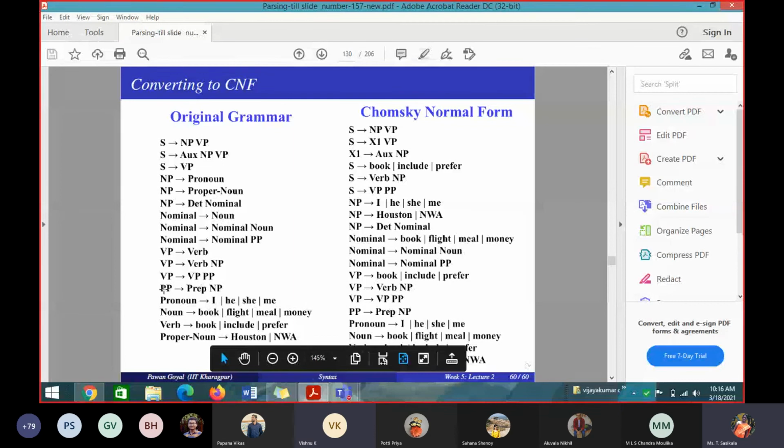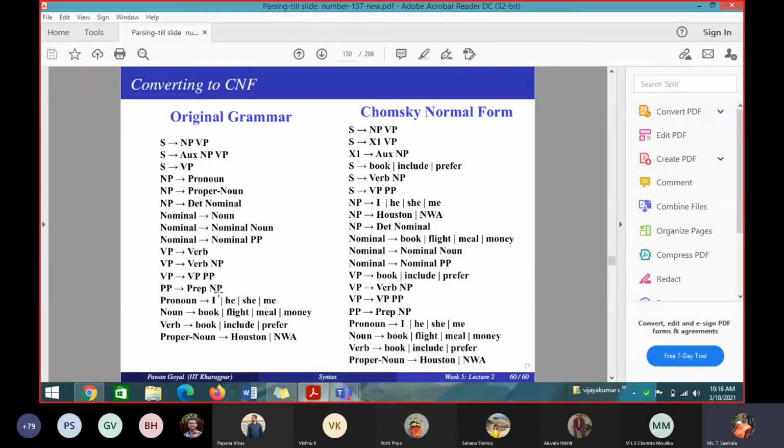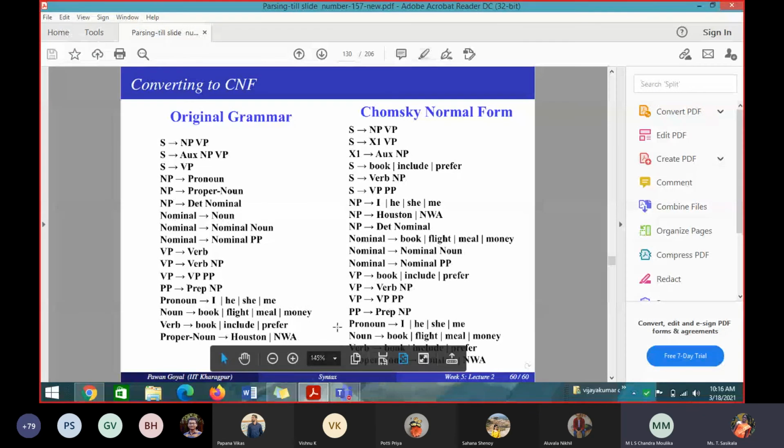Now come here. All these lexicons are over, so I am coming to the grammatical rules. PP gives preposition NP. How many non-terminals should be on the right hand side? Two. How many am I having here? Two. So is it okay? Yes. Next, VP gives VP PP. Yes, that is also fine.